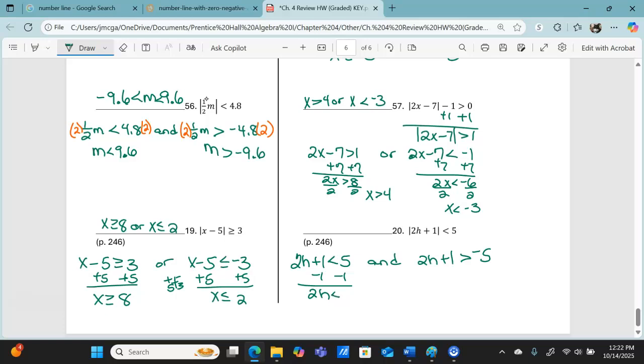Subtracting 1 from both sides and dividing by 2, we get h is less than 2. Subtracting 1 from both sides over here, the 5 and 1 are both negative, so we add them and keep the sign. Then divide by 2. H is greater than negative 3, so we are going to write this as an and statement. Smaller number, larger number, h in the middle, pointy always goes to the left. There is no or equal to.